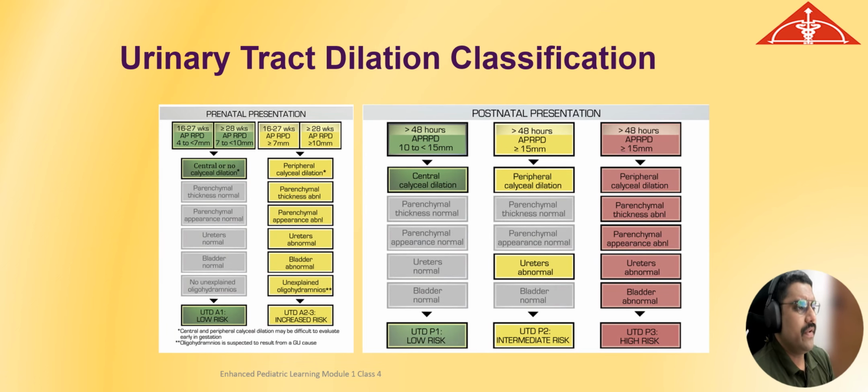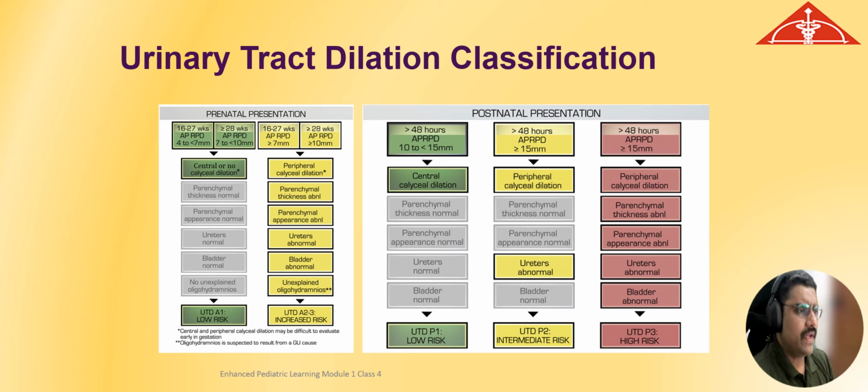In the antenatal period, any AP-RPD more than 4 in the second trimester or more than 7 up to 10 in the third trimester with only central or calyceal dilatation is UTD A1, which is low risk, meaning that repeat monitoring could be done at 32 to 34 weeks of gestation with subsequent postnatal monitoring. If it is more than 7 millimeters in the second trimester or more than 10 millimeters in the third trimester, with features suggestive of lower urinary tract obstruction or unexplained oligohydramnios, it is increased risk, A2 to 3, warranting more frequent monitoring.